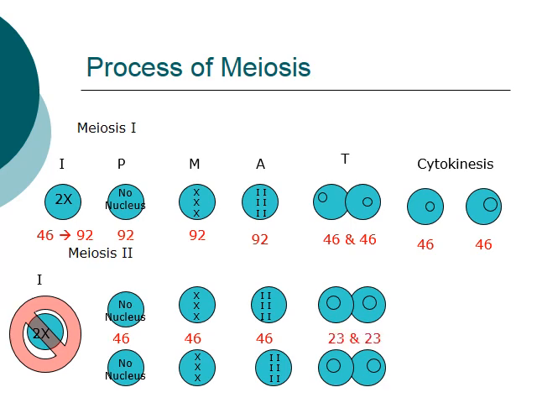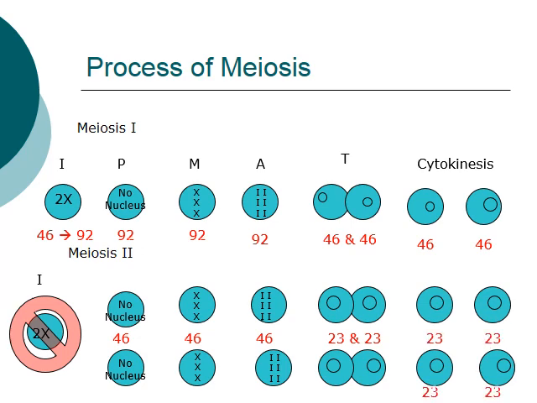So what we're left with here is now we have 4 cells with 23 chromosomes each, and that's what we want. We want to make these gametes with only 23 chromosomes, so that when we decide to go and have a baby and we find a partner, that egg and that sperm, they'll come together and they'll make 46, which is a human, and that's pretty cool.